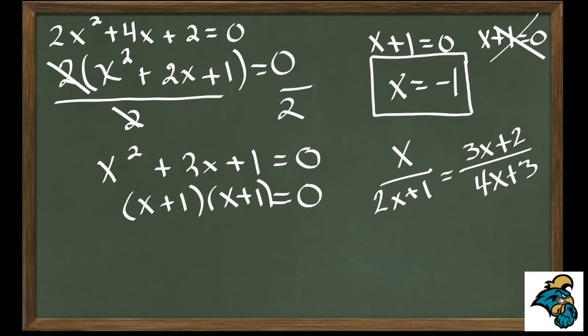So put -1 into the denominator here. 2 times -1 is -2. -2 plus 1 gives you -1. This side is good to go. Over here, put -1 in. You also get -1. Good to go. Okay, so again, you're checking in the denominator to make sure that it doesn't equal 0 when you plug it back in, because that would give us an undefined fraction.